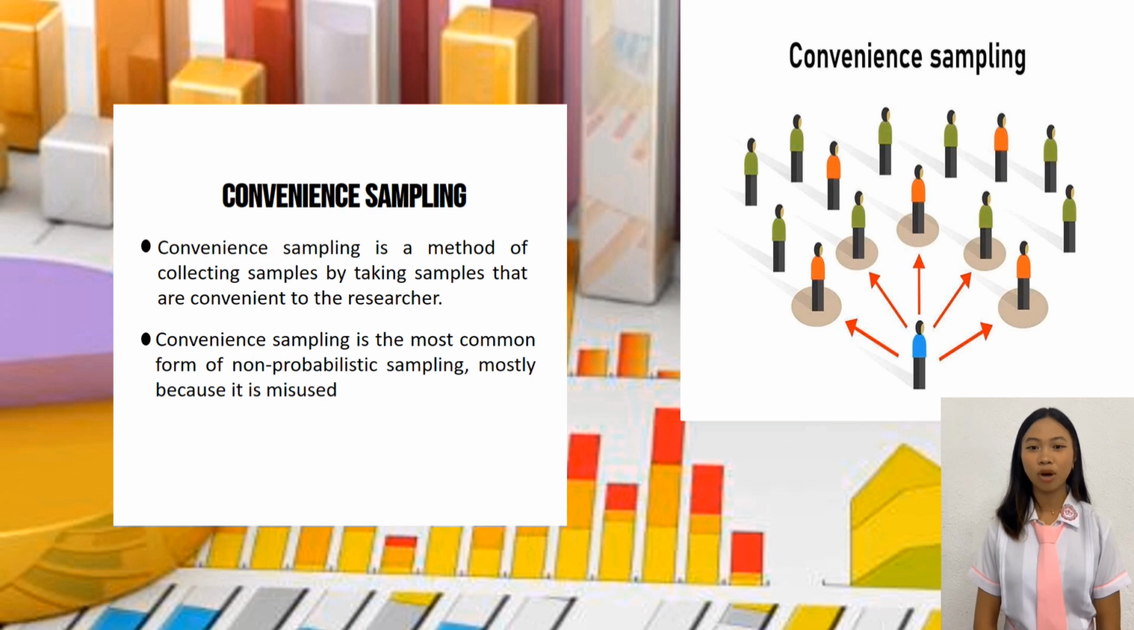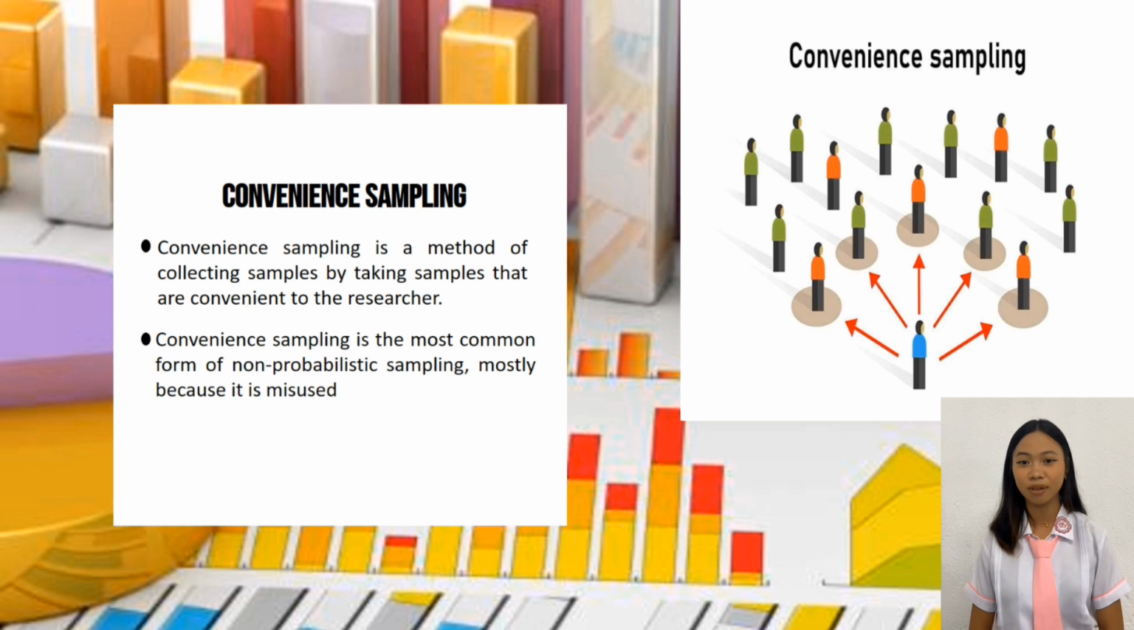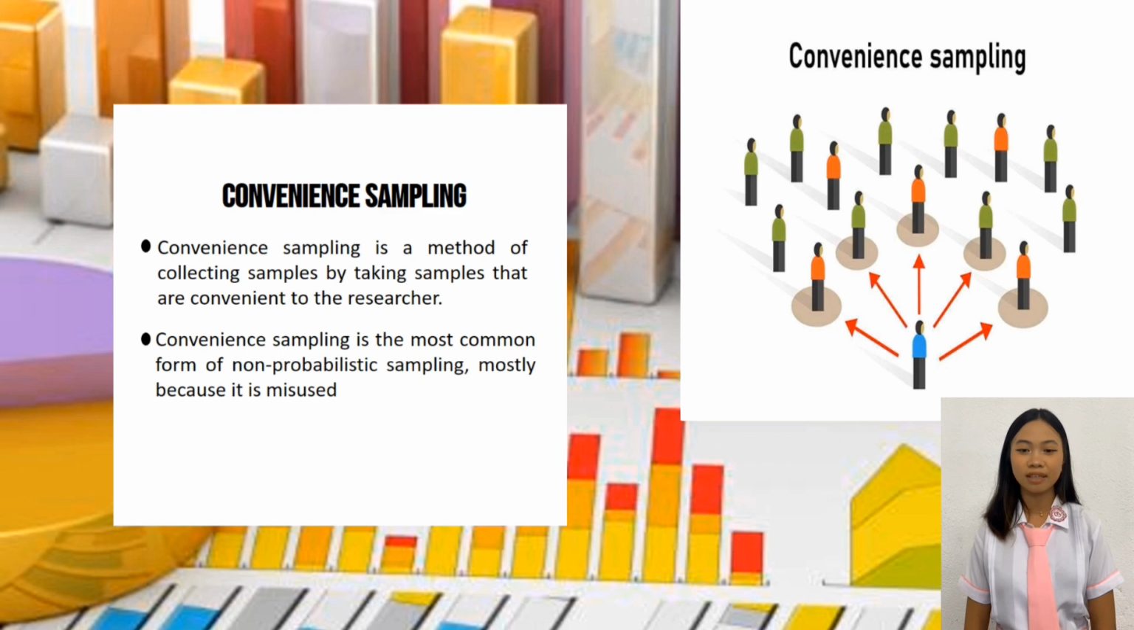Convenience sampling is the most common form of non-probabilistic sampling, mostly because it is misused. Convenience sampling is a method of collecting samples by taking samples that are conveniently located around a location or internet service. It is a technique wherein in selecting respondents, the members of the population do not have equal chance of being selected as samples. It is also known as accidental sampling or opportunity sampling. It involves selecting samples based on convenience. It is also based on availability of members and their proximity to the researcher.